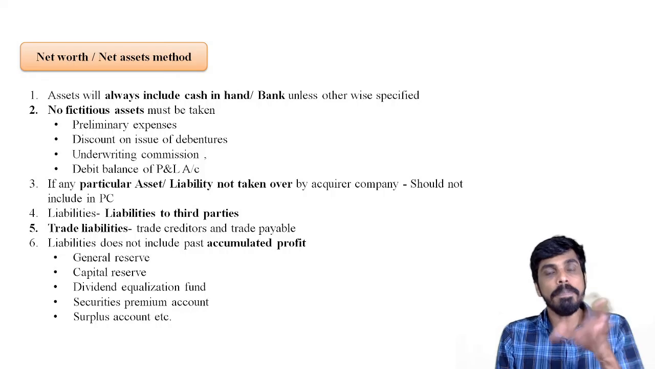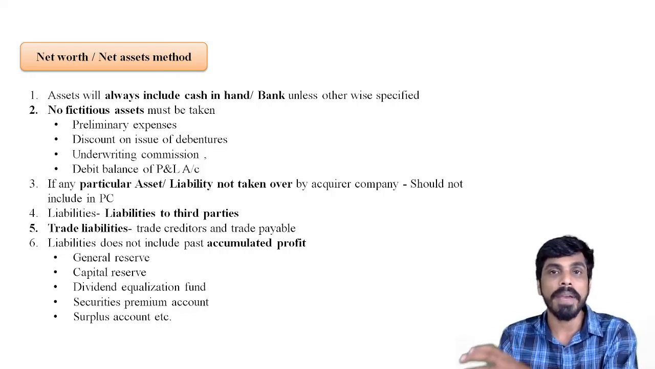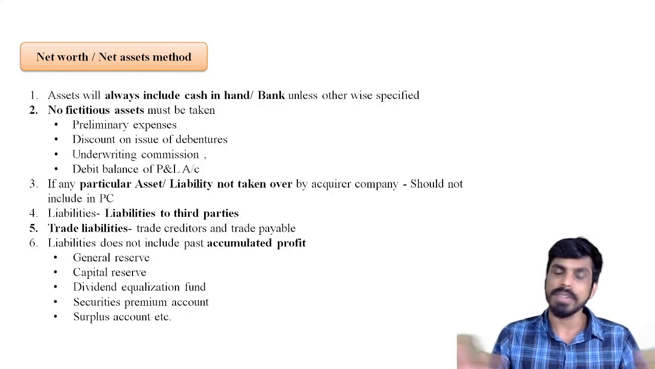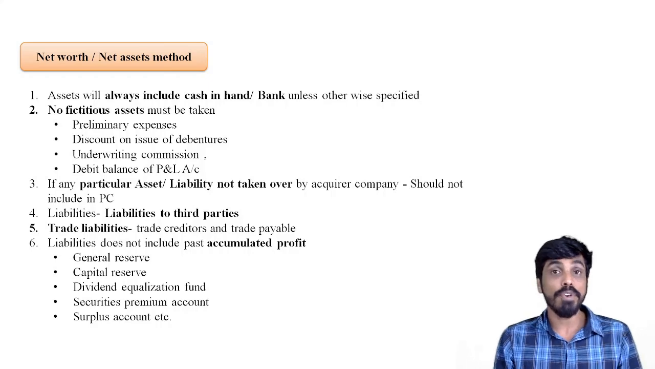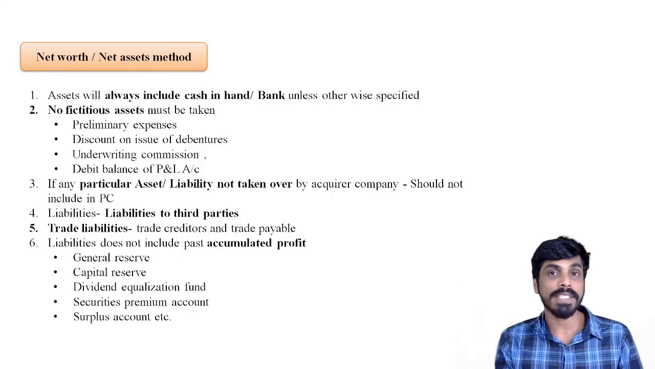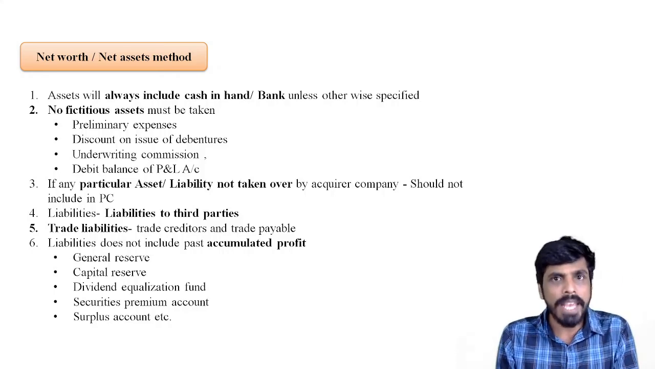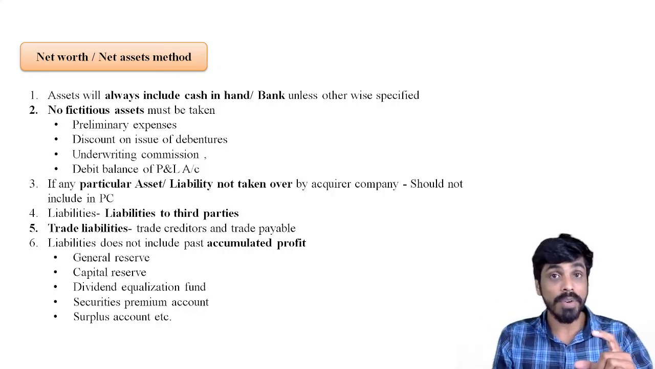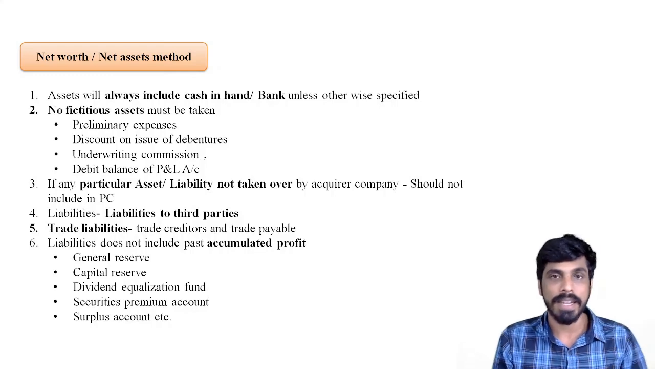And the third point, if any particular asset or liability is not taken over by the acquirer company, don't take that asset or liability to calculate purchase consideration. So simple. And the fourth point, liability. I told you that for finding out net worth, you have to calculate the total of assets less liabilities. Which liabilities? Liability to third parties, that is external liability. On the liability side, you can see equity share, even preference share, reserve; all these items will be a part of liability. But remember that all are internal liabilities. So, to find out net worth, you must take only external liability.